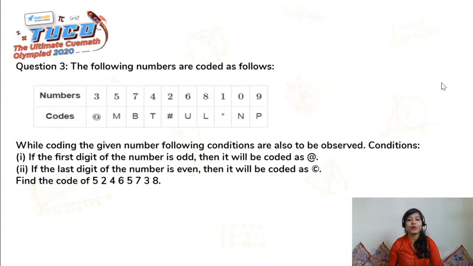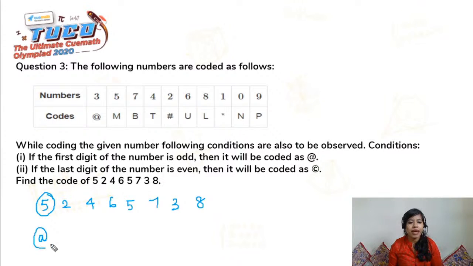Let's go ahead and check it out. Here goes our last question for the day. The following numbers are coded as follows, and here are the conditions given to us. We have two conditions, and here is the sequence of letters. So let's check out the sequence: 5, 2, 4, 6, 5, 7, 3, 8. According to this, let's look into our conditions. If the first digit of the number is odd, then it will be coded as @. Is the first digit odd? Yes, it is. We have got the first condition applied, so this will become @.